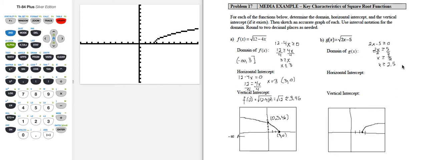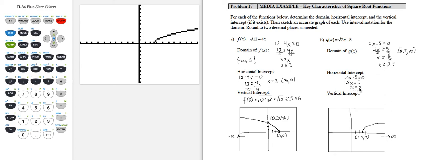I want to write that as an interval. My domain starts at 2.5 and goes to infinity, and I can see that on the graph here because remember, infinity is that way. So this is going to be a starting value of 2.5, 0. That's also my horizontal intercept, but I can verify that algebraically by setting 2x minus 5 to 0, add 5 to both sides, divide by 2. I'm going to get the same thing I did over here.